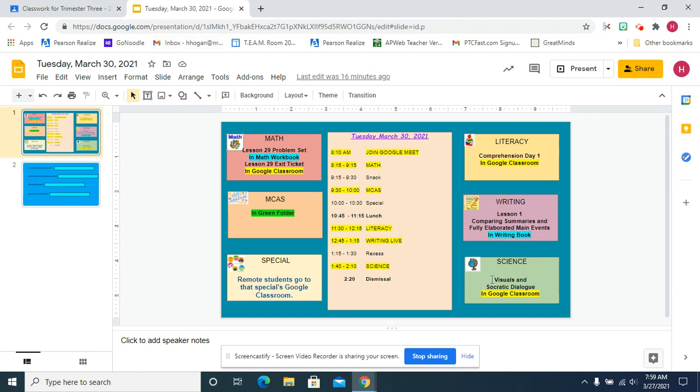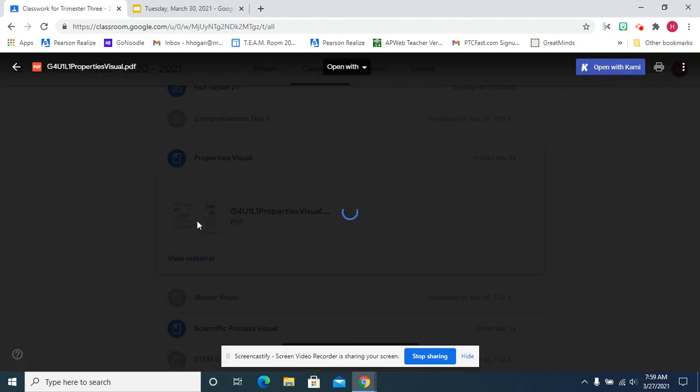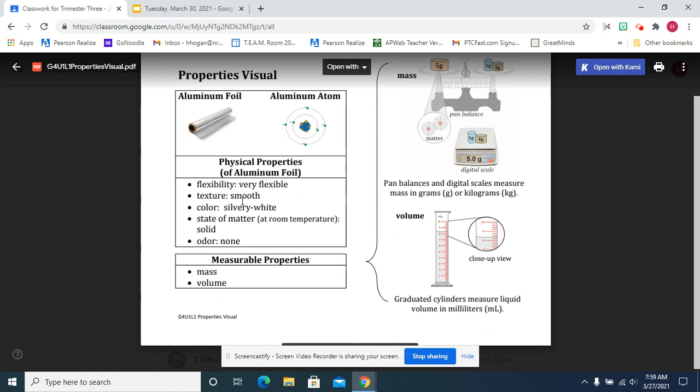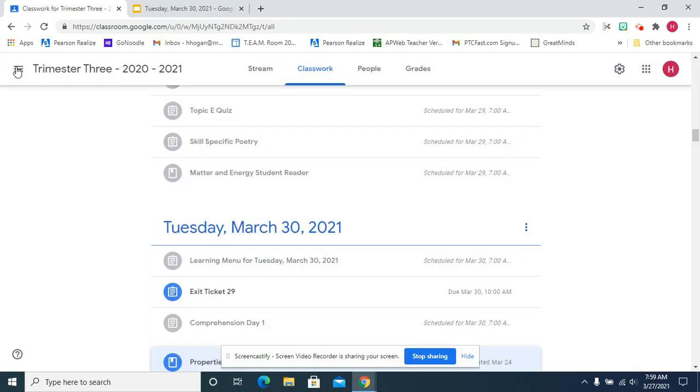After recess for science, we're going to answer some questions. We have some visuals for you to look at. So we're going to look at aluminum, measurable properties, physical properties, mass versus weight, and what volume is.